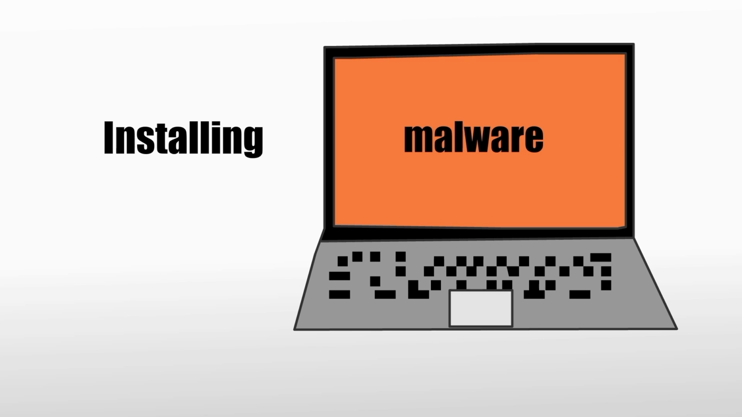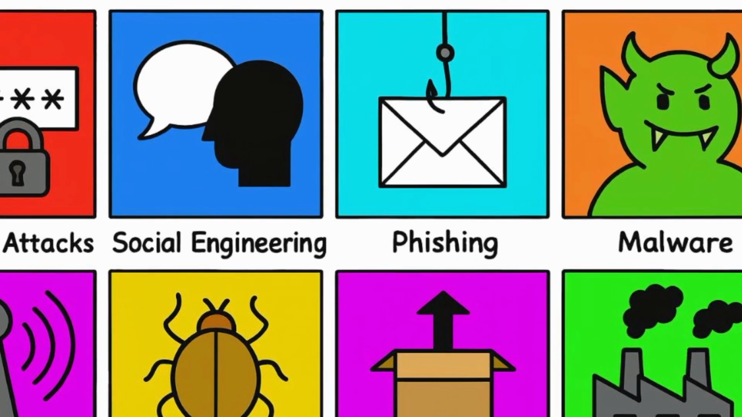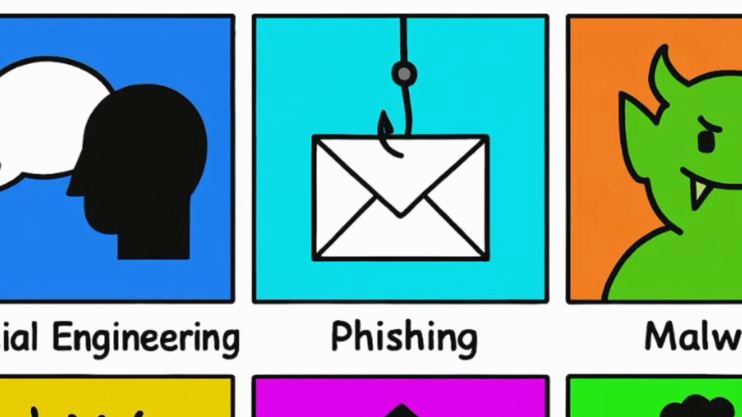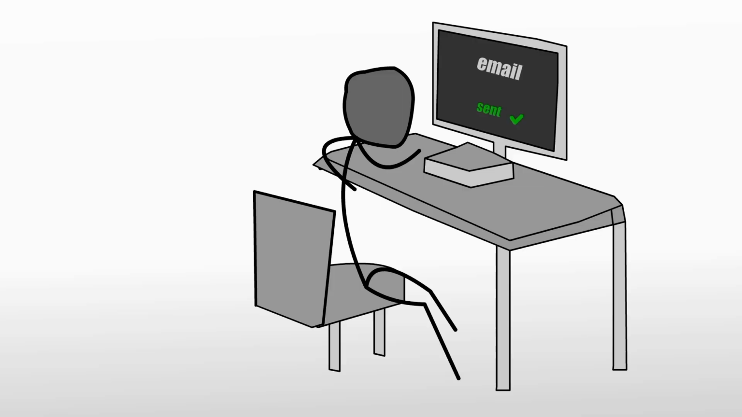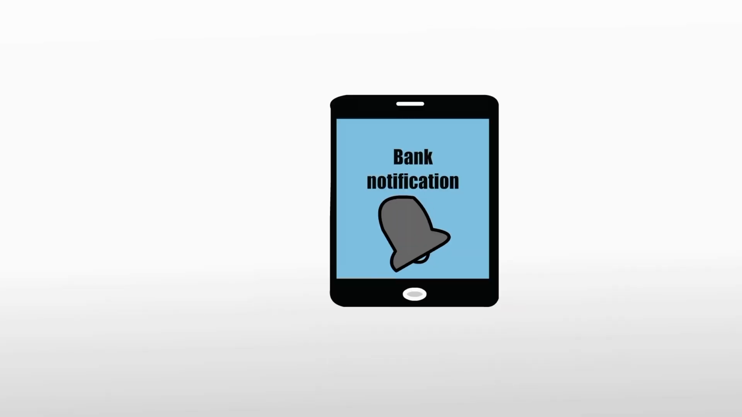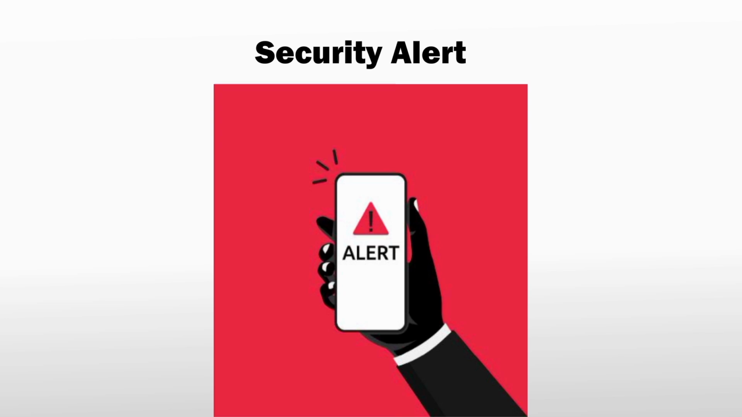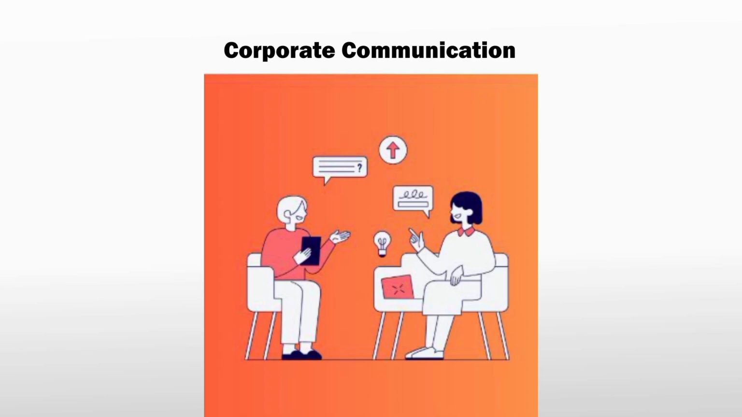Now, if you think those methods are sneaky, wait until you see how attackers can make you willingly install malware yourself. Method 3, phishing and spear phishing. Attackers send emails that perfectly mimic legitimate sources. Bank notifications, security alerts, and corporate communications, all crafted to steal credentials or install malware.